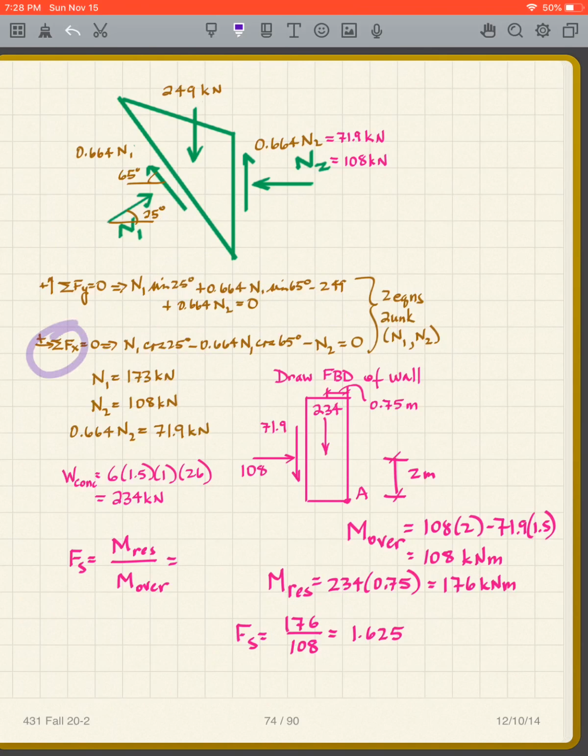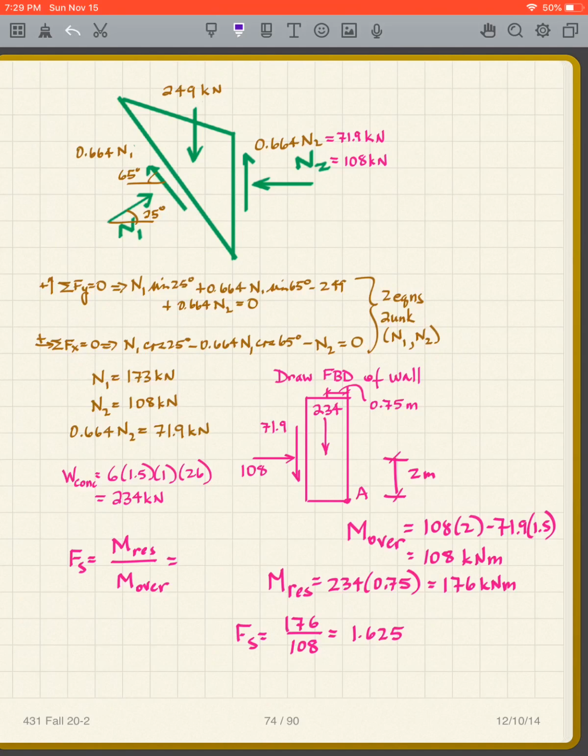And then I take the sum of the forces in the x direction. If I've done everything with my angles with respect to the x-axis, then everything's going to be cosine for x, and for y I get sine. So we don't have to think about it a lot. It reduces errors. So pause it, look at that. We have two equations, two unknowns. I solve for N1 and N2. I get N1 is 173, N2 is 108.